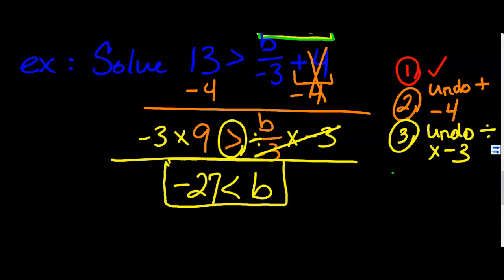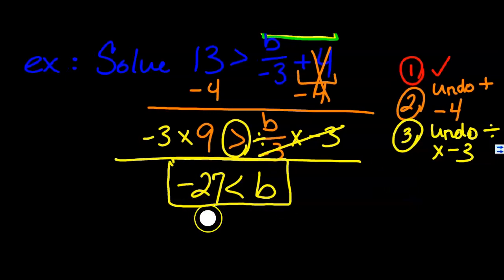Double checking our work. That's step 4. So let's check it. The only way to properly check an inequality is to make sure we have entered a value that is true to this statement. So what does this statement say? Our answer says that negative 27 is less than b, which means b needs to be a value that is greater than negative 27. It cannot be equal to it.